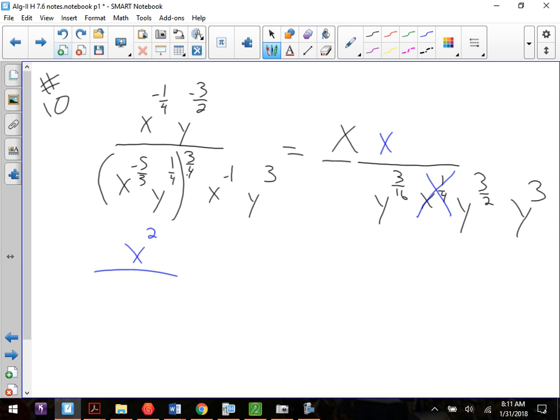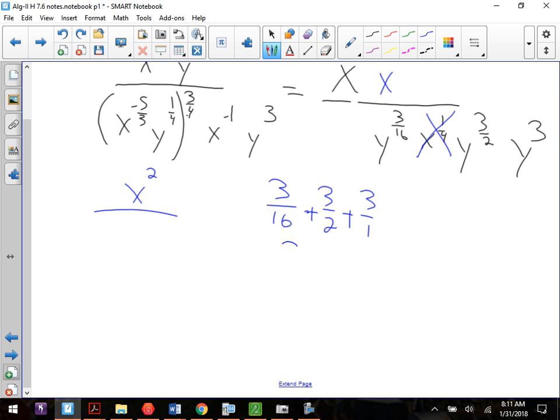Denominator, we have to add 3/16, 3/2, and 3. Well, they need a common denominator of 16. It's not terrible. So it's 3/16. Multiply that by 8, we get 24/16. Multiply that one by 16, you get 48. So what's that? 72/75/16.